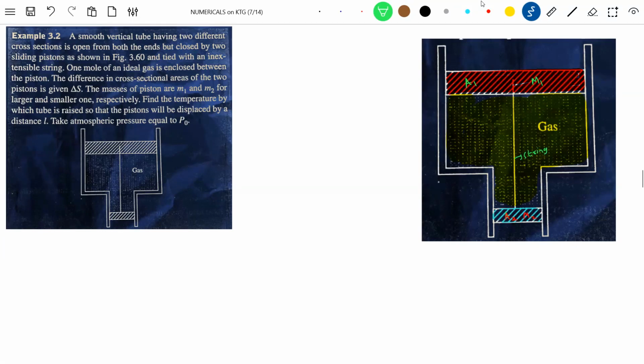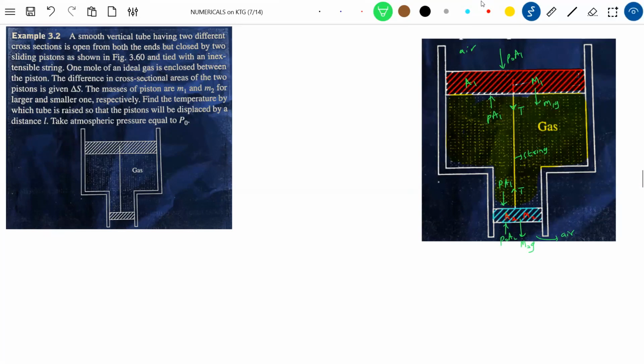Let's see what all. Here air is present. Here also air is present. Then air will exert a force P0A1. Then the gas will exert a force PA1. Tension in the string T. The weight of this M1G. Agree this? Tension, the weight of this M2G. Atmospheric pressure force P0A2. The gas is present here, here it will exert force P into A1.